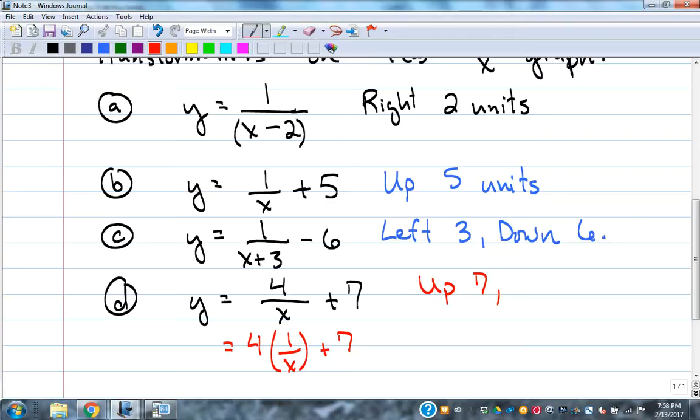What does multiplying by something out in the front do? It's a vertical stretch. If it's a big number, it's a vertical stretch. If that were a small fraction, it would be a vertical compression. So if it's like 1/3 times 1 over x, that's a vertical compression. So being able to recognize those transformations that happen over the course of an equation. They're going to start with something and say what's going on with it.